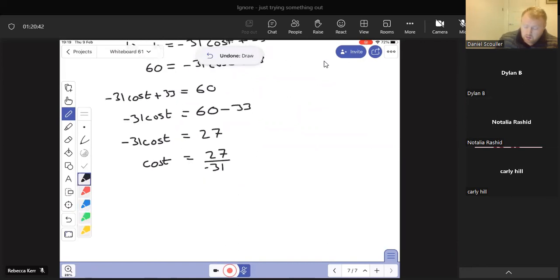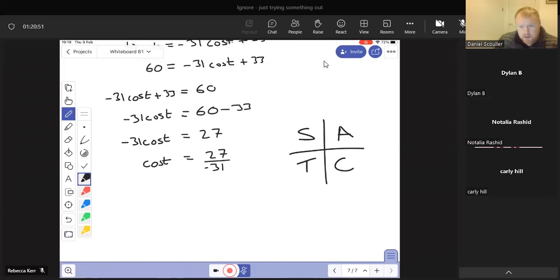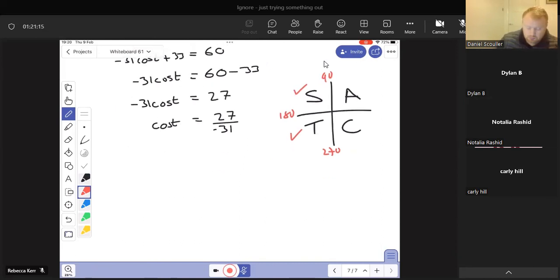So we're going to go on our CAST diagram and have a wee look. Cos is going to be negative. The cos graph is negative between 90 and 180, so in that quadrant, and between 180 and 270, in that quadrant. So our answers are going to be 180 minus and 180 plus. Remember, we forget about that negative, and we're working out t.